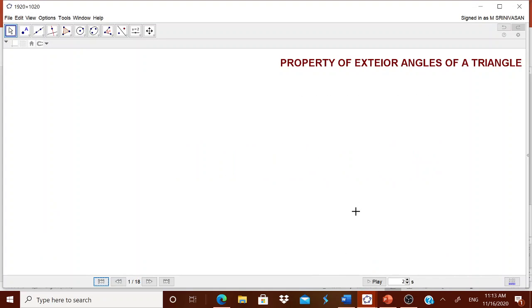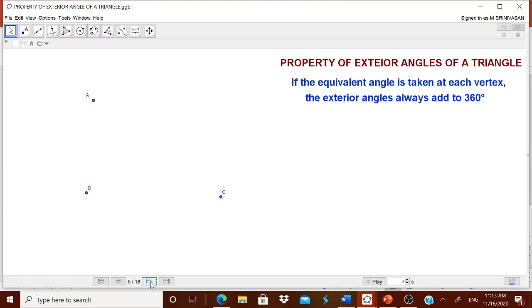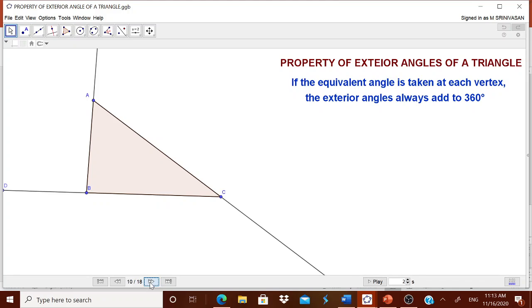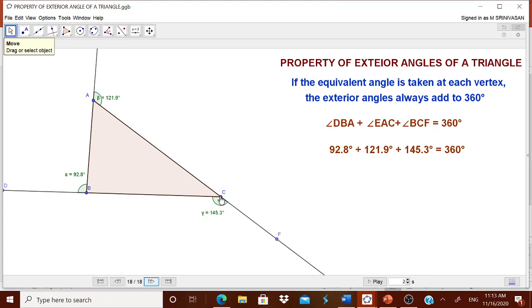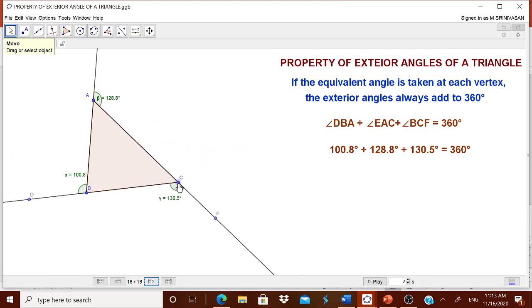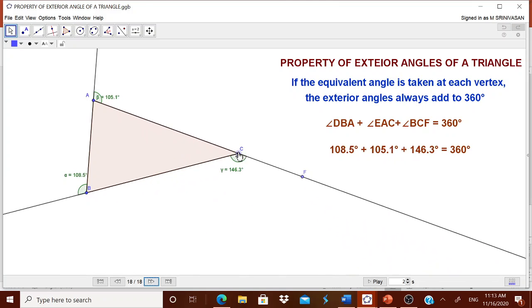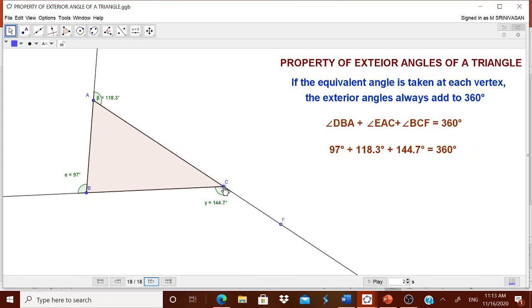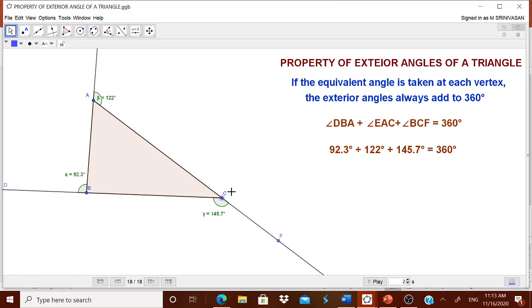We are going to prepare a worksheet to explain the property of exterior angles of a triangle. We will draw a triangle and tell what its property is. If the exterior angle is taken at each vertex, the sum of the exterior angles is always 360. We are extending the sides of the triangle to get the exterior angles, and we are telling that the summation is always 360 degrees. By pulling it, by making changes in the exterior angle, the sum is always 360 degrees. Let us try to make this dynamic worksheet from scratch.